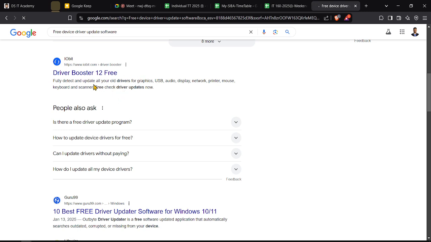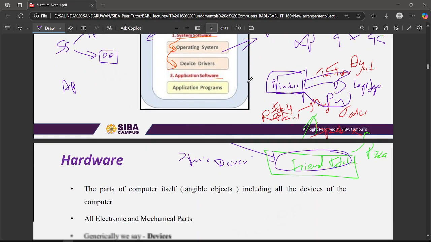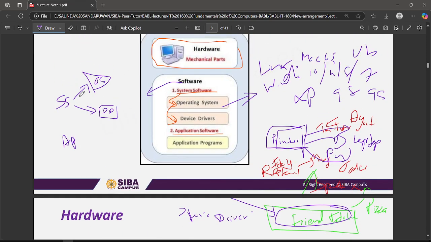The trial version is enough, because sometimes when you install software without such tools, they will leave some crash files. So they will leave some cache files, right? So you can use those things. And I hope you got an idea about the OS software, operating systems, and the device drivers.